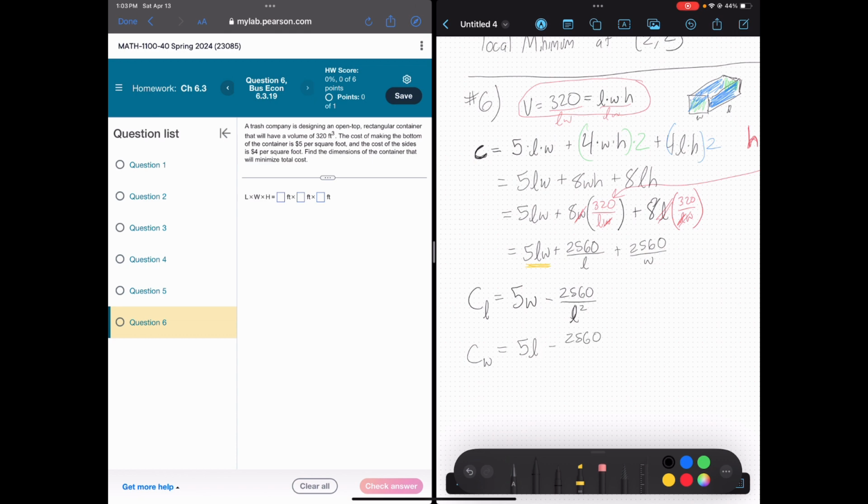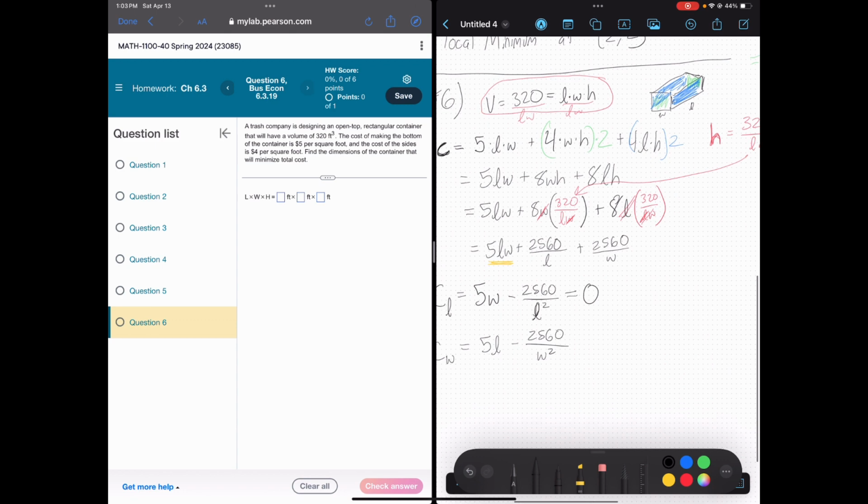You're going to get 5L minus 2,560 over W squared. So where do I go from here? I've got my partial derivatives, but both partial derivatives still are in terms of 2 different variables. Well, this is where I take them one at a time. If I look at this first partial equation, I can solve for W. Let's solve for W. Solve for W by doing what? Remember, we want these partials to equal 0, so I'm going to set this equal to 0 and then solve for W.